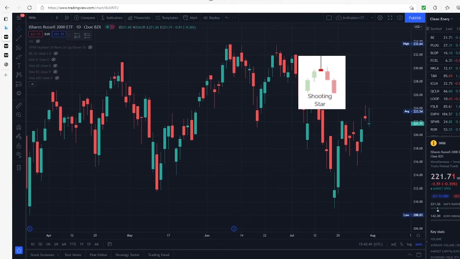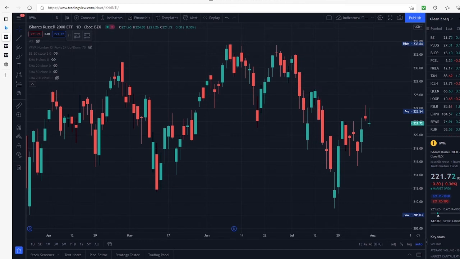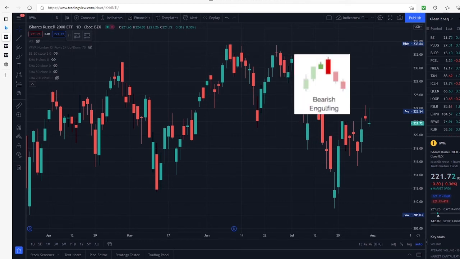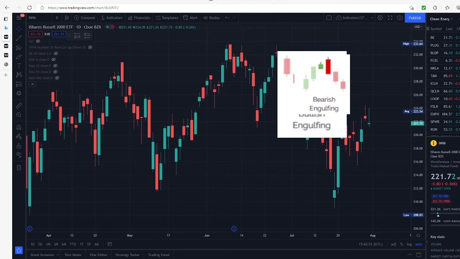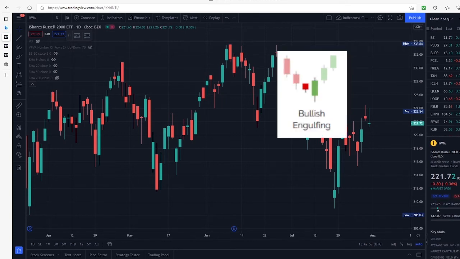All right, so our next pattern that we're going to be going over are the engulfing patterns. You have both a bullish engulfing as well as a bearish engulfing. Let's talk about the bullish first. A bullish engulfing pattern is formed with 2 candlesticks. The first candle is a short red body that is fully engulfed by the next bigger green candle.